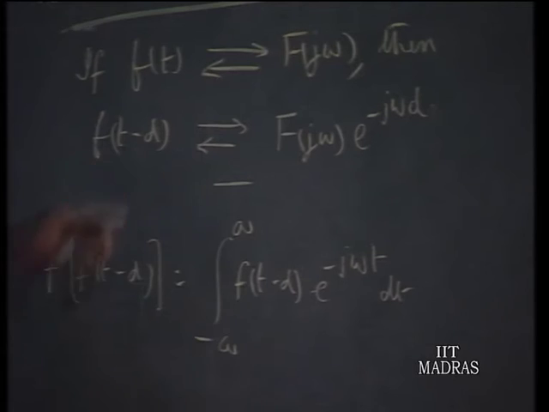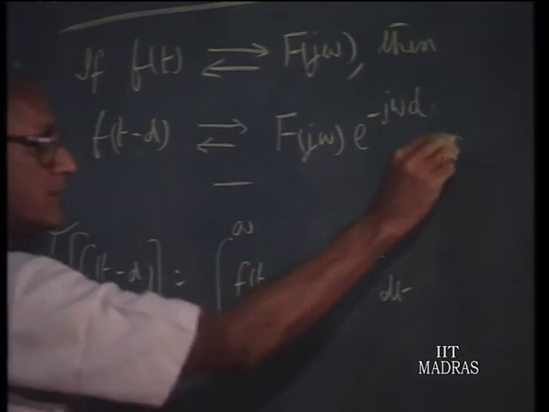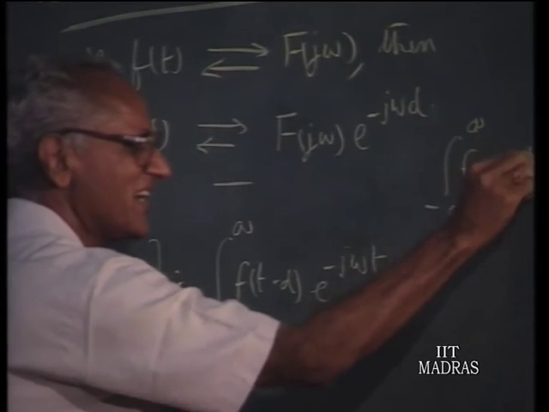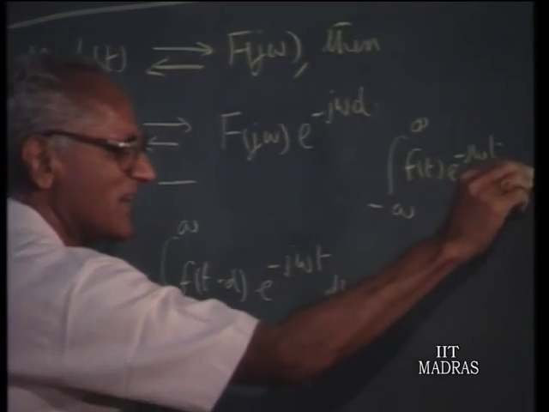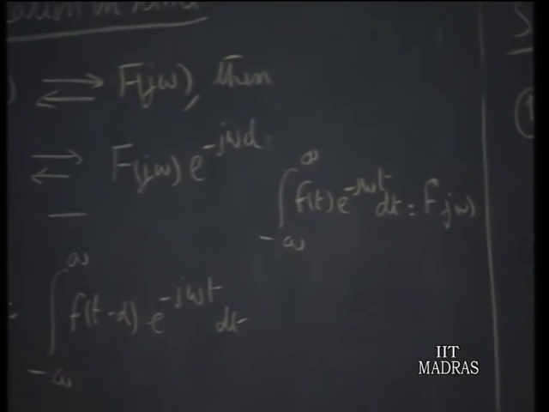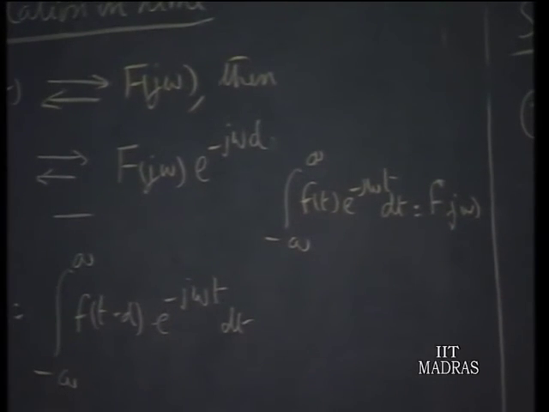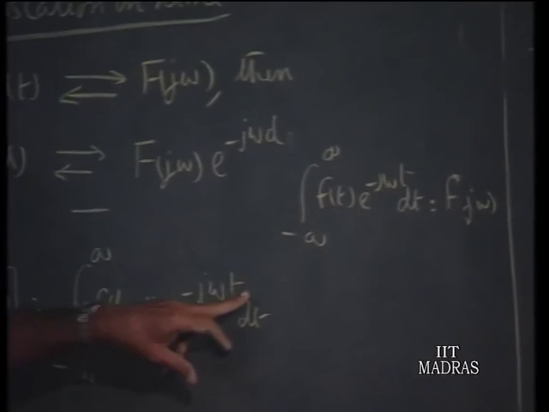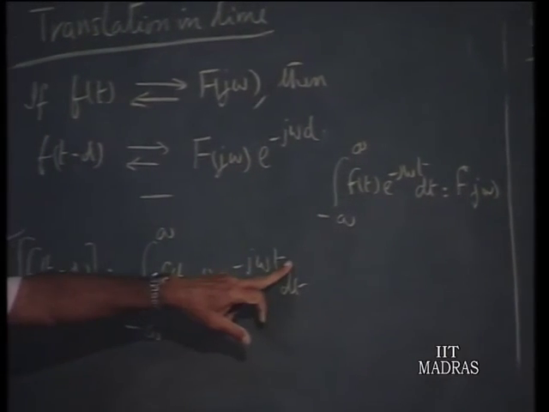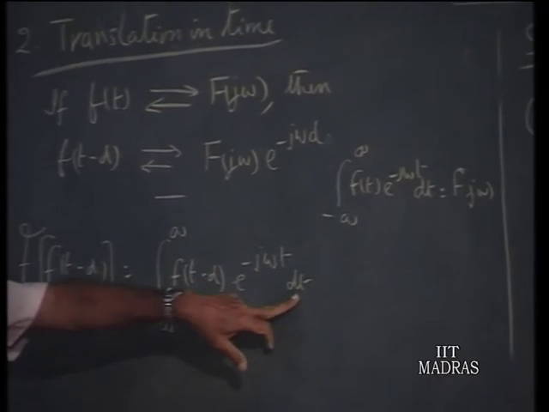We know that the integral from minus infinity to plus infinity of f(t) e^(−jωt) dt is capital F(jω). Therefore, we have to bring this into that form. So all you have to do is put t − d as x. Then f(x) e^(−jω(t))... instead of t − d is x, therefore t is equal to d plus x, and then you get dx.